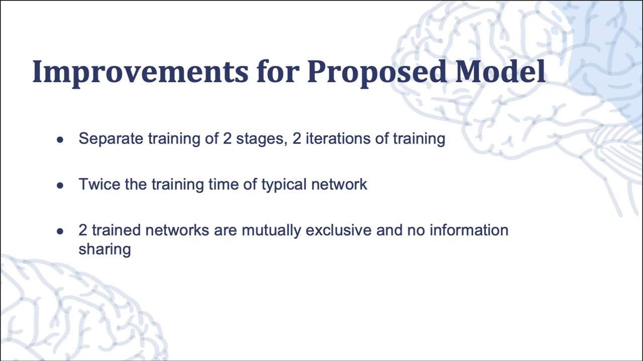However, I do recognize there are some limitations and room for improvement with the proposed model. The model requires separate training of 2 stages and 2 iterations of training, which requires twice the training time of a typical network for training of the 2 separate networks. Also, the 2 networks are mutually exclusive and there is no information sharing between the 2 stages of the networks, which could improve the performance of the network and tumor segmentation results.